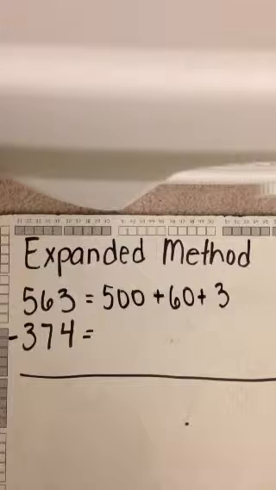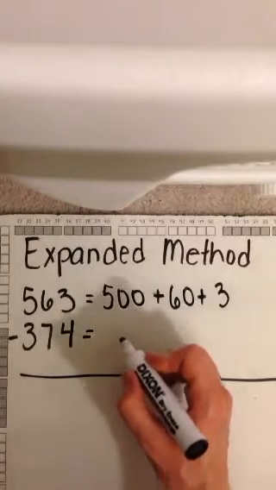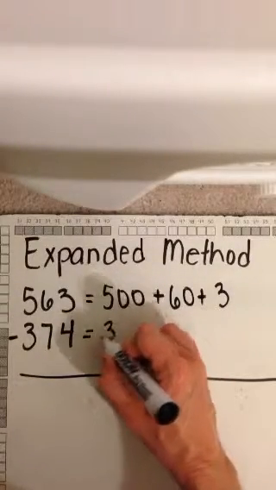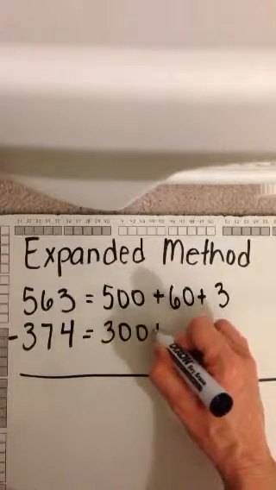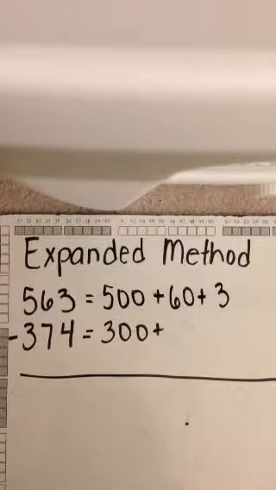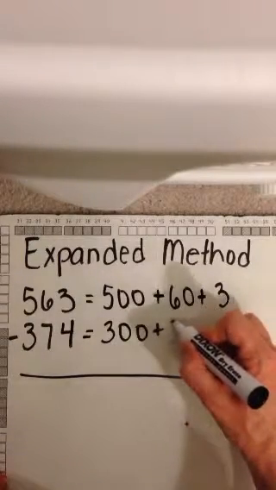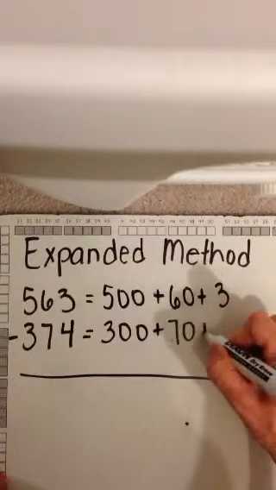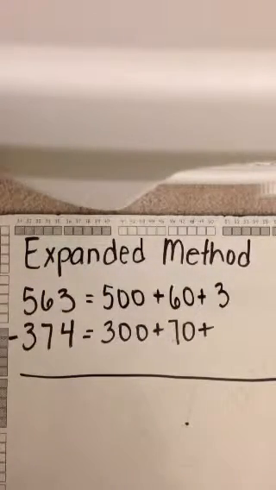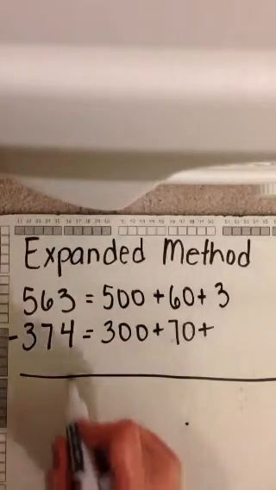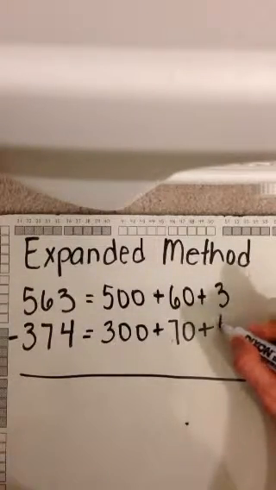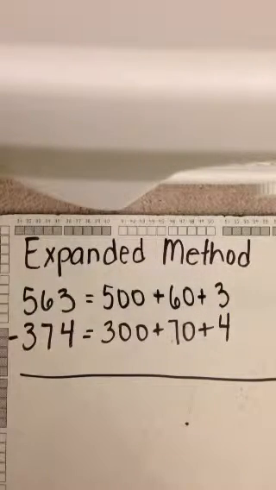The next step is to go ahead and break up 374 into hundreds, tens, and ones. So how many hundreds are in 374? That would be 3. So we would do 300. How many tens are in 374? That would be 7. So that would be 70. And last, how many ones are in 374? And that would be 4.